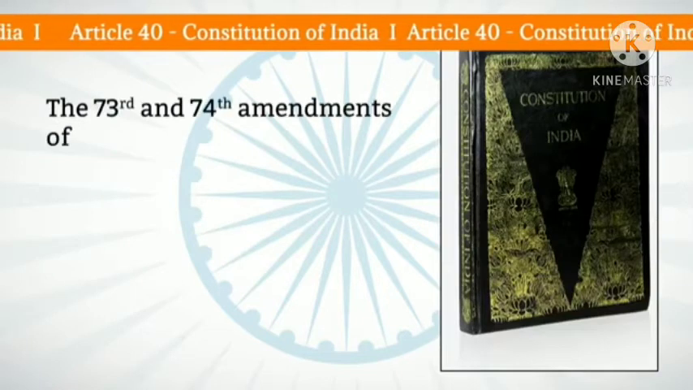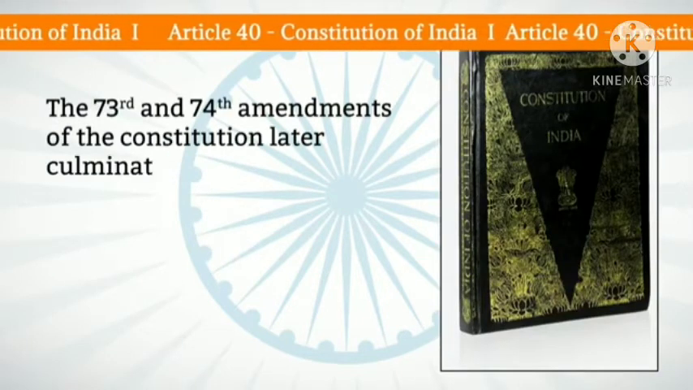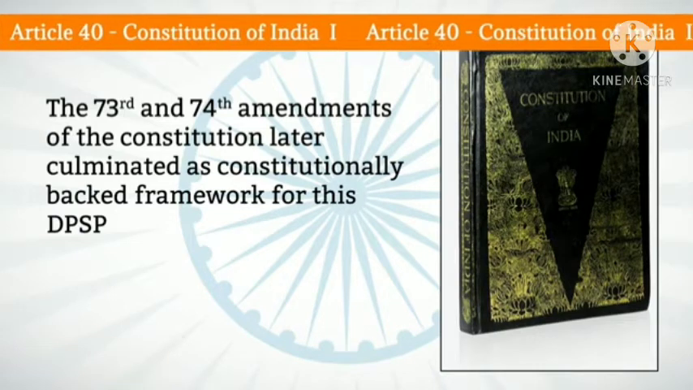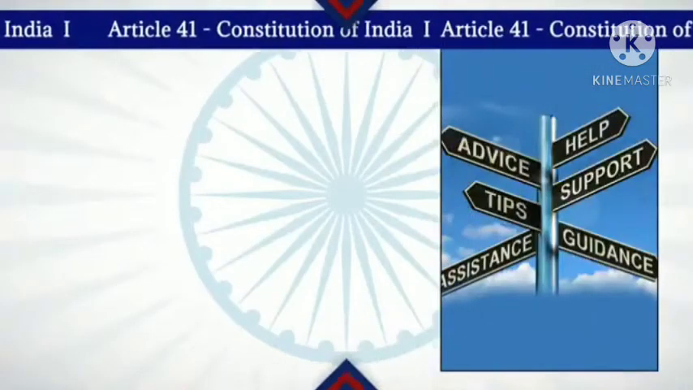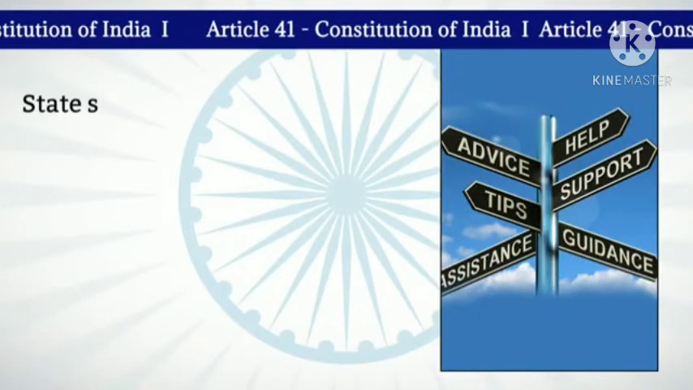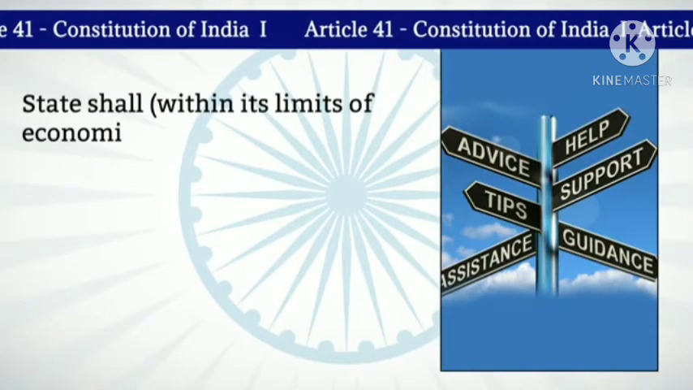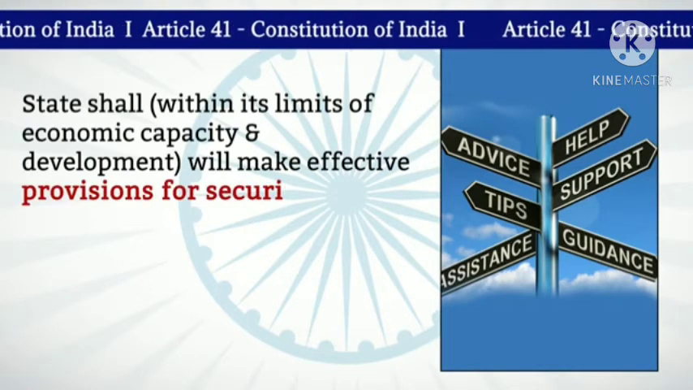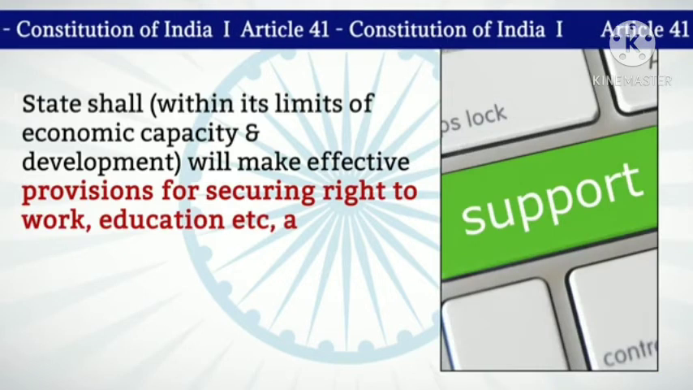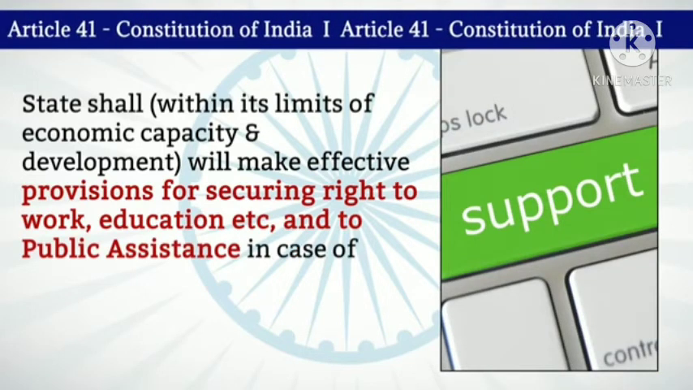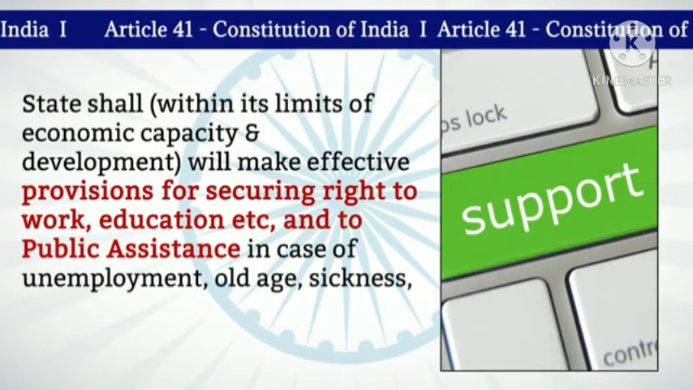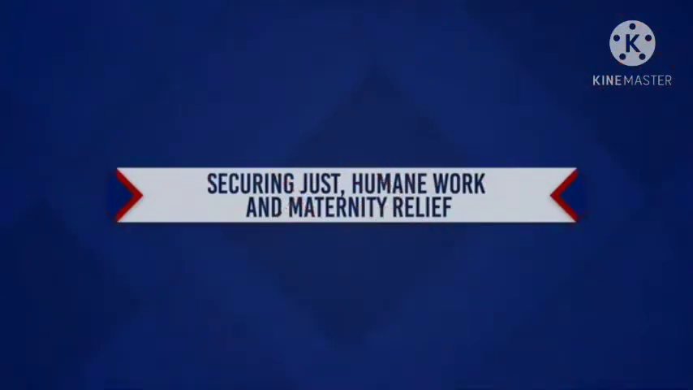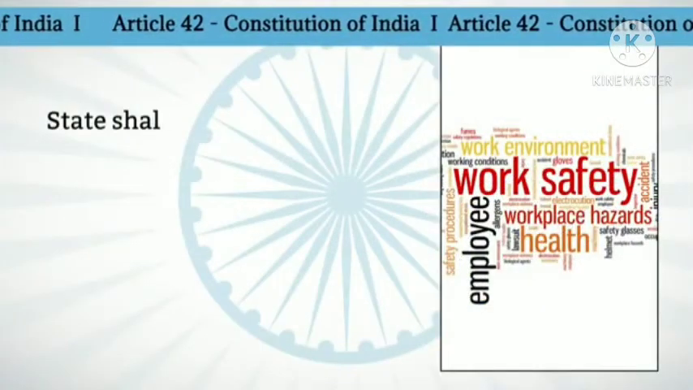The 73rd and the 74th Amendments of the Constitution later culminated in a constitutionally backed framework for this directive principle of state policy. Article 41: the state shall, within the limits of its economic capacity and development, make effective provisions for securing the right to work, education, etc., and to public assistance in case of unemployment, old age, sickness, disablement, or any other case of undeserved want.